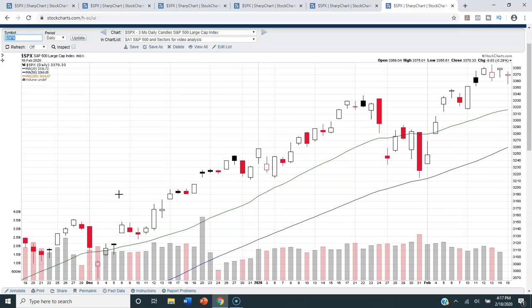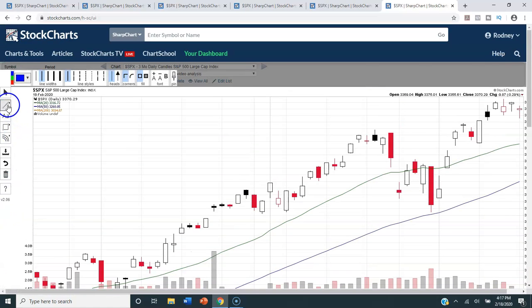Now, this is a 3-month chart where each candle represents 1 day of trading. So it just allows us to focus on these last 3 months. And let's get the annotation tool out here. Got a little bit of a frog in my throat today. Sorry about that, guys.